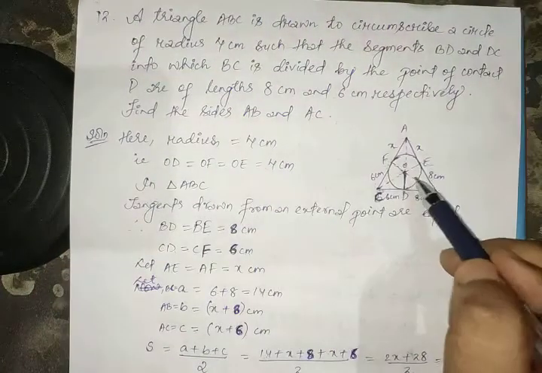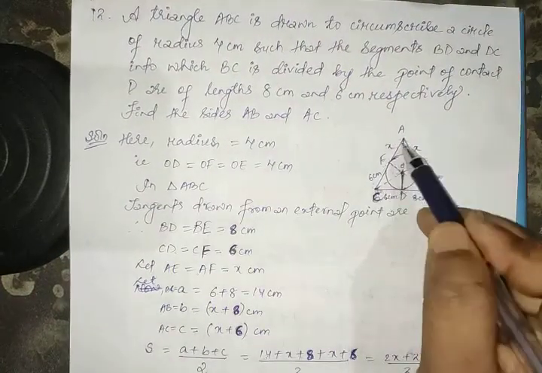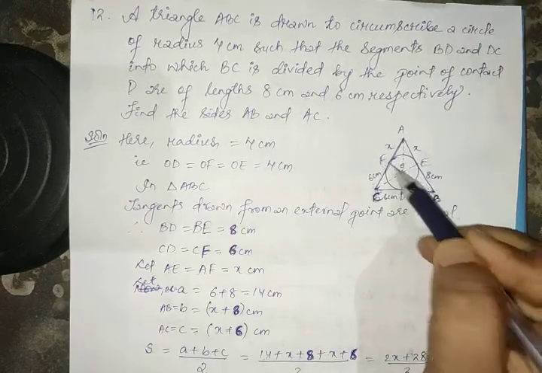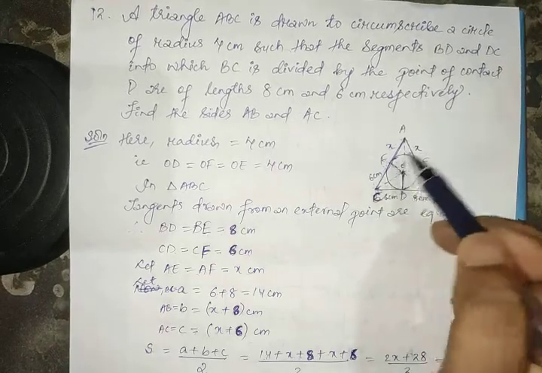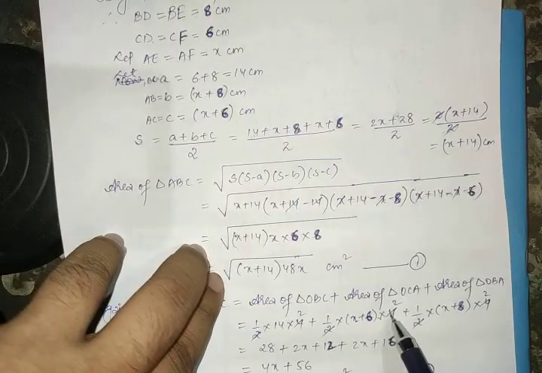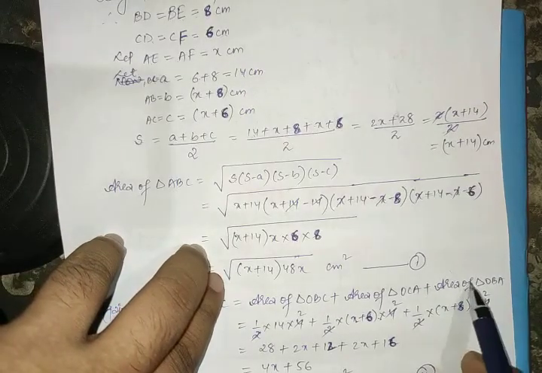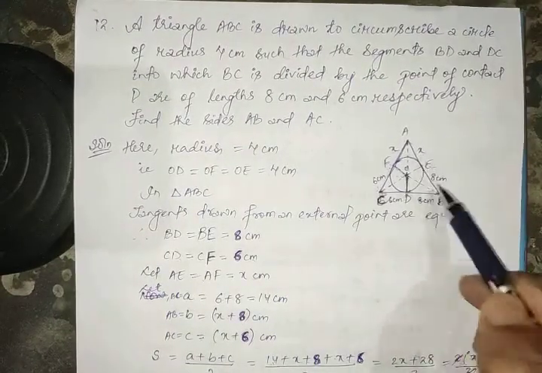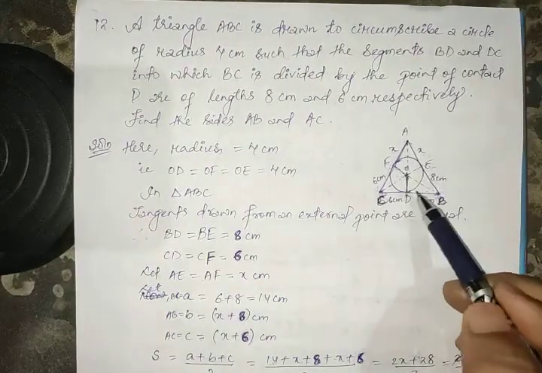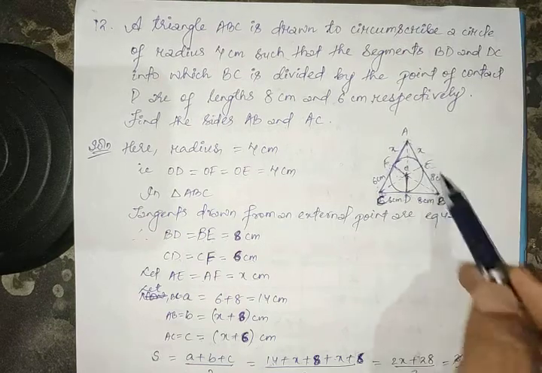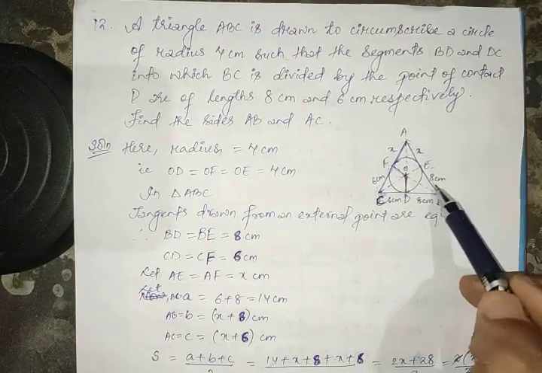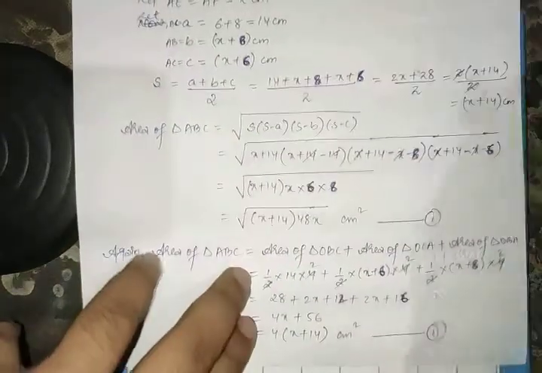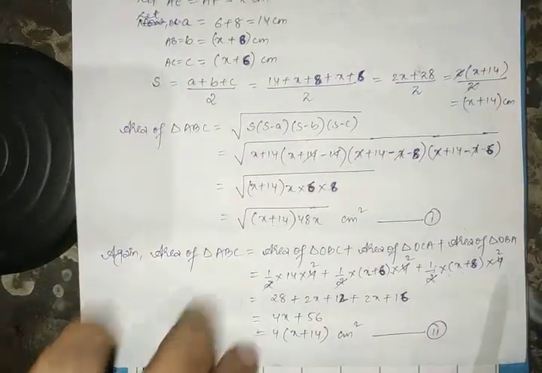So for OCA, this is the base and this is the height. Okay, so it will be half into x plus 6 into 4. Next for triangle OBA, same formula, half into base. So here base is AB, right? And what is AB? x plus 8, and height is OE, and this is the radius, so it will be 4 only. So half into x plus 8 into 4.